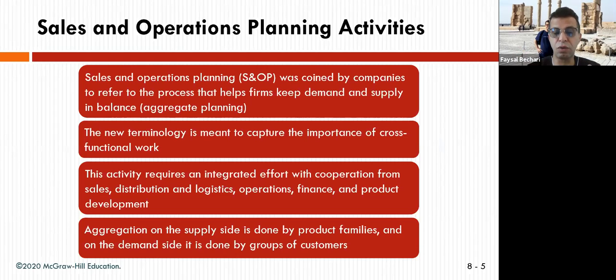And aggregation on the supply side is done by product families, what kinds of products are similar to each other. And on the demand side, it is by group of customers, what kind of customers are coming in this hour or next week or next year. This is how you do the aggregations.